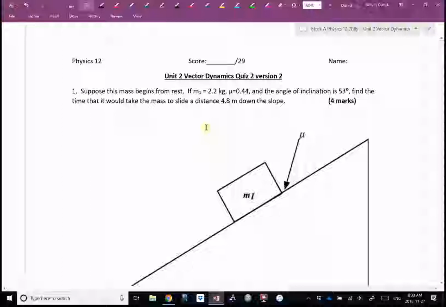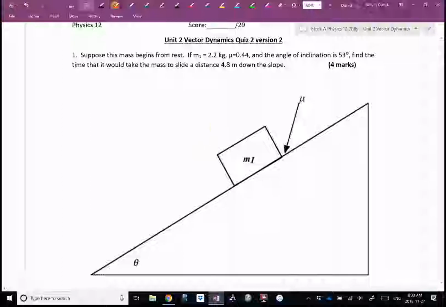Number 1, suppose this mass begins from rest, probably mentally or actually, I would underline "from rest." That's a habit I have from good old Physics 11. M1 is 2.2 kilograms, and so on. We want to find the time that it would take to slide down the slope. So I said to myself, they want me to find time.